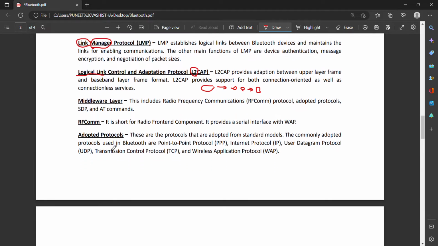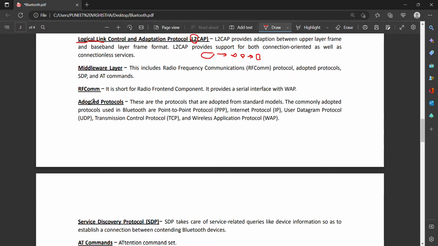So now we are moving to RF communication. What is RF communication? It is short for radio front end component and provides a serial interface with WAP, right? Wireless Application Protocol. Now, adopted protocols are protocols adopted from standard models. Commonly adopted protocols used in Bluetooth are Point-to-Point Protocol, Internet Protocol, User Datagram Protocol, and Transmission Control Protocol.